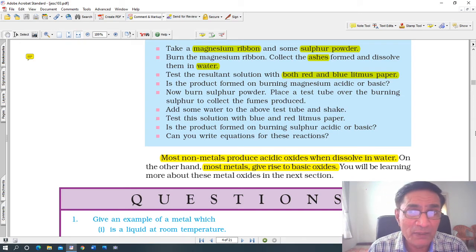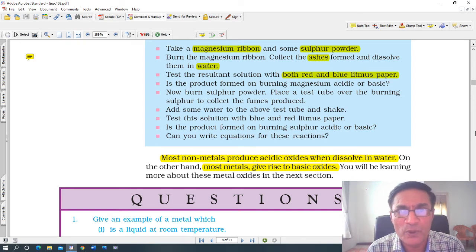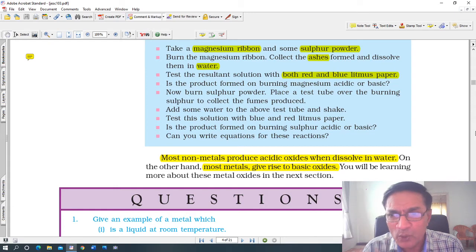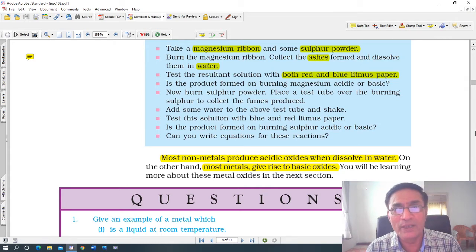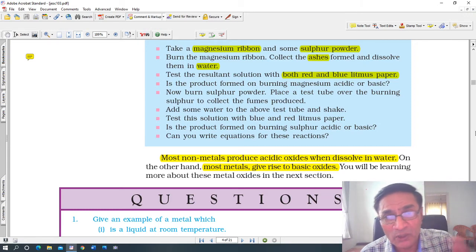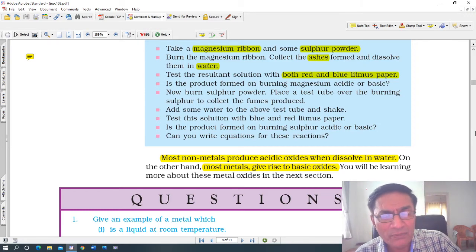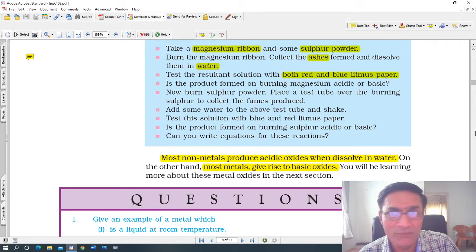So magnesium ribbon burns with a dazzling flame to produce magnesium oxide. Okay, you get a white ash. As soon as you burn the magnesium ribbon, its powder will become like white ash, and if you dissolve that white ash in water, you get magnesium hydroxide. In other words, magnesium, which is a metal, produces magnesium oxide when it burns in air, but that magnesium oxide when it is dissolved in water produces magnesium hydroxide, which is a base.